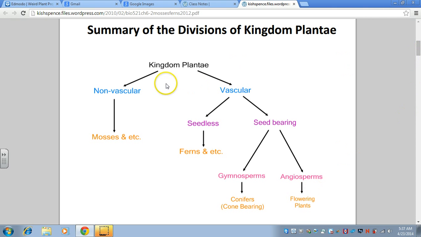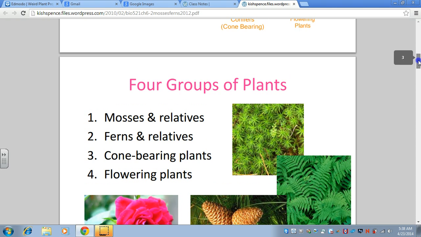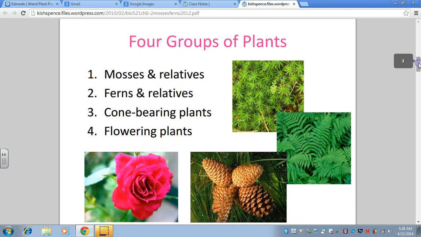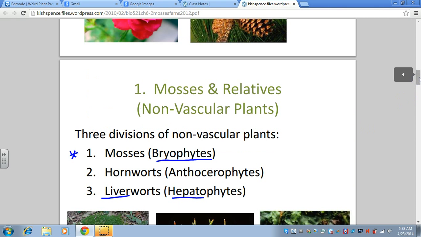So we're going to take a closer look in this video at the non-vascular ones, so the mosses and their relatives, and the seedless vascular ones, which are the ferns and their relatives. Like we said, there are four groups of plants that we'll look at. So the mosses and their relatives, ferns and their relatives, and you may even want to write beside them, the first ones are the non-vascular, and the ferns are the seedless vascular plants. Then we have the cone-bearing plants, which are the gymnosperms, and the flowering plants, which are the angiosperms. So this is kind of a close-up of all four groups, representatives.